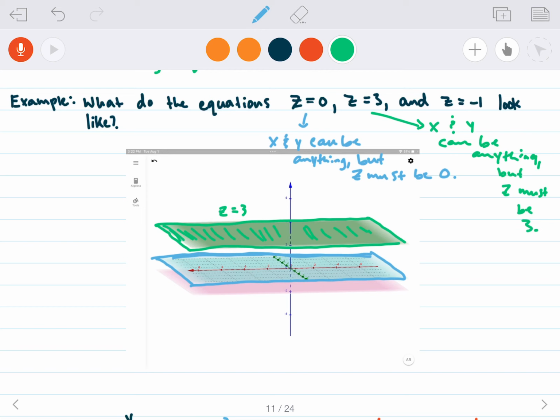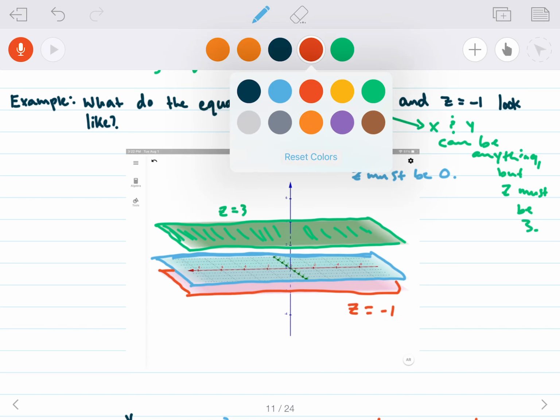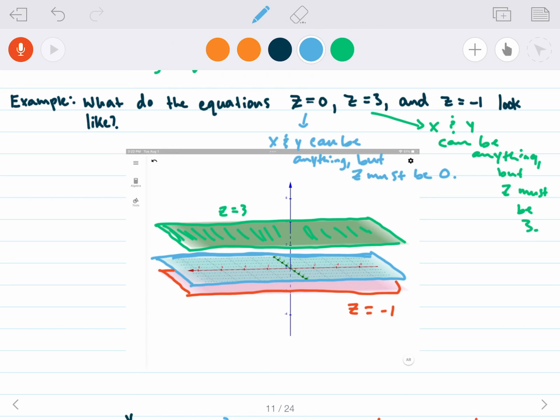Same thing with z equals -1. So z equals -1 is this little pink plane down here. So it says, hey, we have a flat sheet of paper. That means x can be anything, y can be anything, but the height is fixed at -1. Okay, so this is z equals -1. And I encourage you guys to plug these equations into Desmos and mess around with them here.